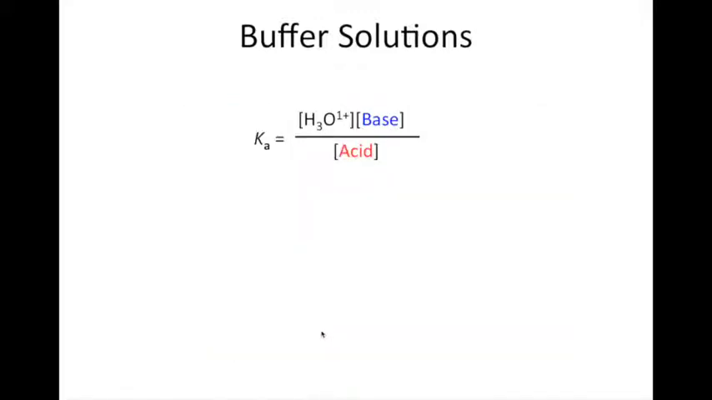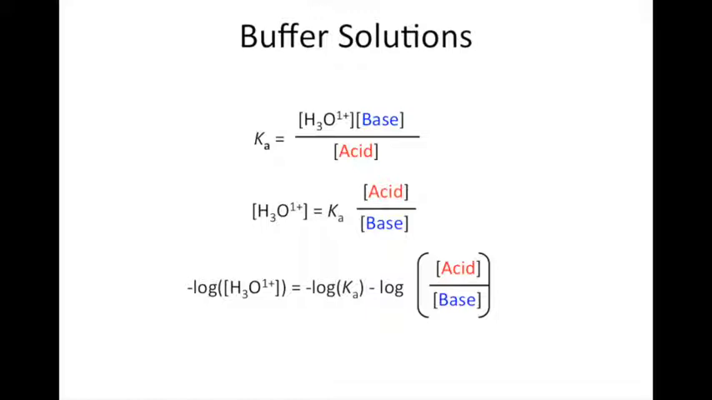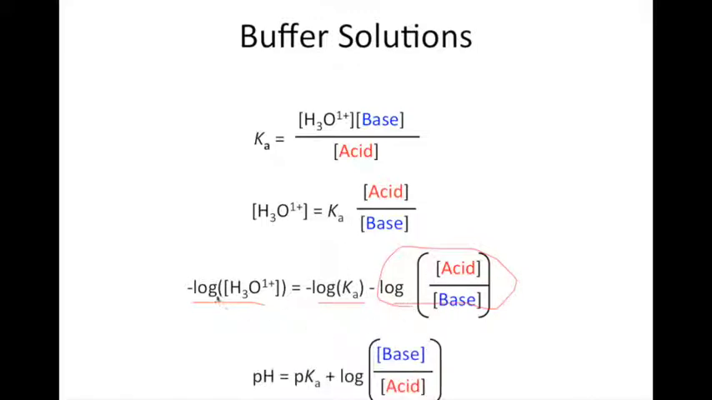First thing we would do, we have our equilibrium expression. We could solve this for the hydronium ion concentration. So we've just algebraically manipulated it, so we have the hydronium ion concentration out here. Next thing we could do is take the negative log of both sides. Take the negative log of hydronium, the negative log of Ka, and the negative log of the acid over base concentration. If we do that, the negative log of hydronium is pH, negative log of Ka is the pKa, and if we take the negative log of the acid to base ratio, we end up with plus the log of base over acid.